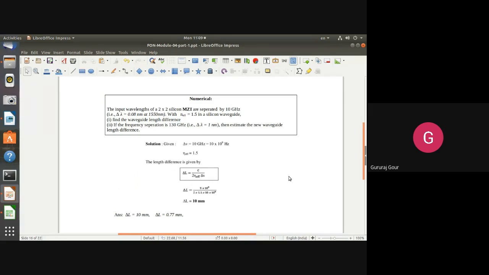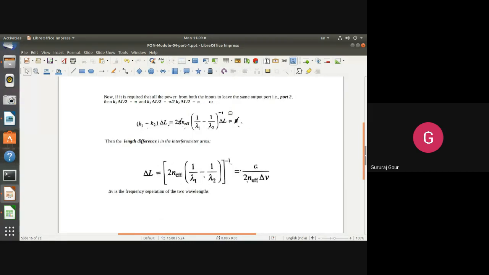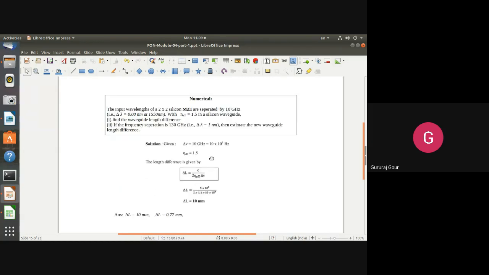Next, consider a simple numerical. The input wavelengths of a 2 by 2 silicon MZI are separated by 10 gigahertz, which means the frequency separation delta V is given. Delta lambda is given as 0.08 nanometer at 1515 nanometer, with effective index 1.5 in silicon. Find the length difference, delta L.